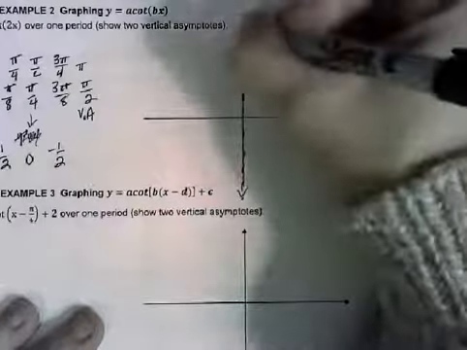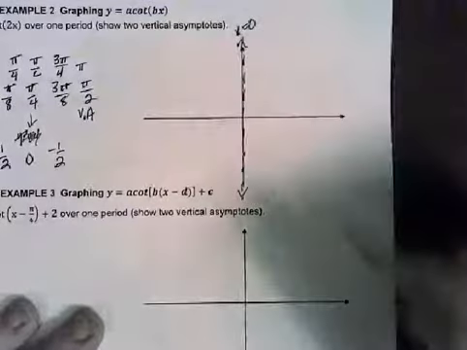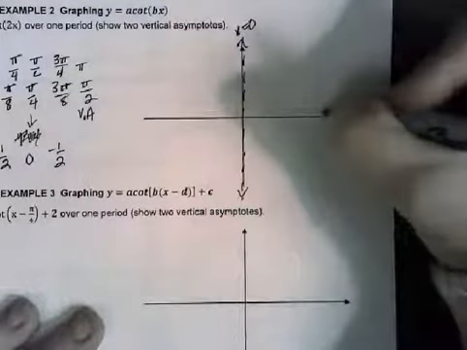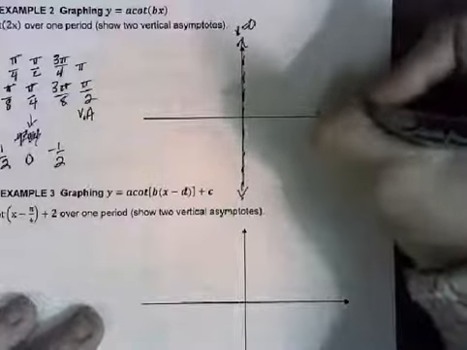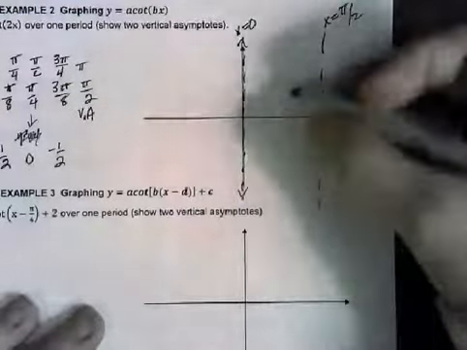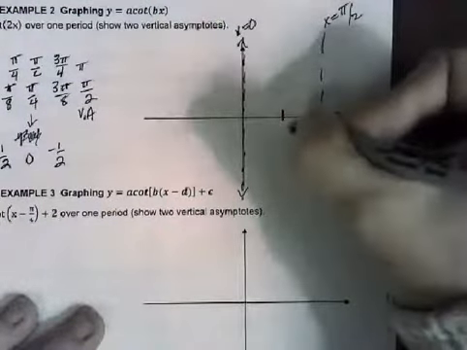Now we can draw in our vertical asymptotes. This one happens to be on the y-axis, so this one is really good to just label it. That way it's easy to tell that that's supposed to be a vertical asymptote. And then we have another one at pi over 2. Then we have our midpoint is at pi over 4.